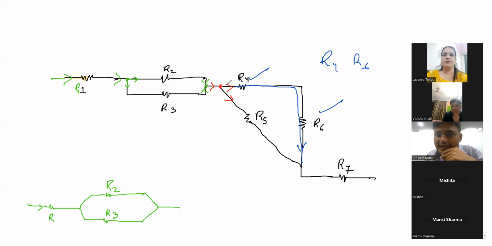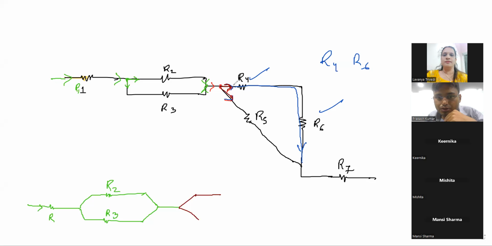But here the current is dividing, no? Yes, it's parallel. R4 and R6 are in series and they are both parallel to R5. So here two branches are opening. Again, I'm making two branches here. Two branches are opening. See, I'm opening two branches, right? One branch will go through R4, and R4 and R6.